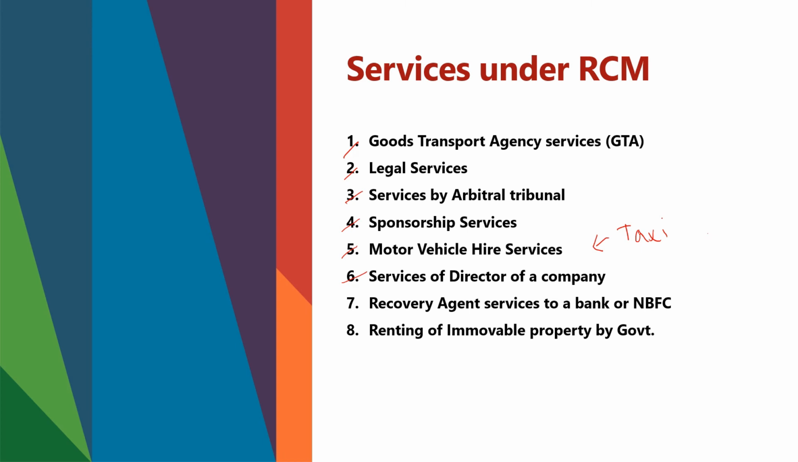Renting of immovable property is another criterion. So these are all mainly the important 8 items I have listed. There are a few more, about 4 or 5 more, but generally we don't see them, like selling agents and some clearing and forwarding services and all.